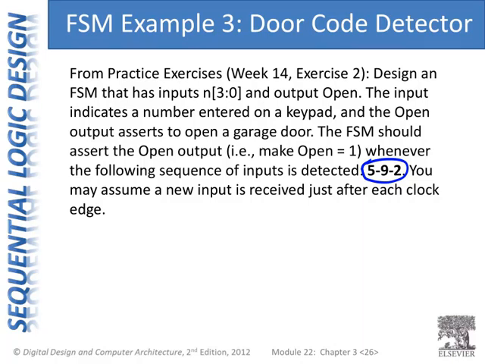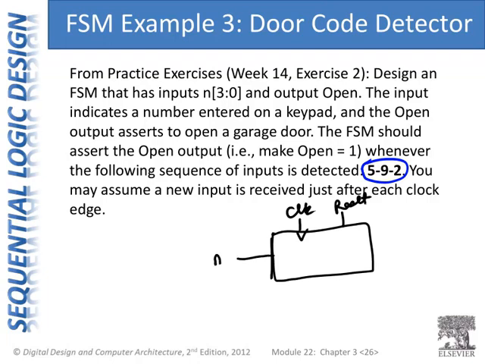So the first thing we do is draw a black box diagram. So we have our FSM, black box. Always start by putting the clock input and the reset input. It's not going to work without those two inputs. And then we have our 4-bit input N. We can write that as N[3:0]. And then we put a /4 to indicate that those are 4 wires. And our single output, a 1-bit output, open.